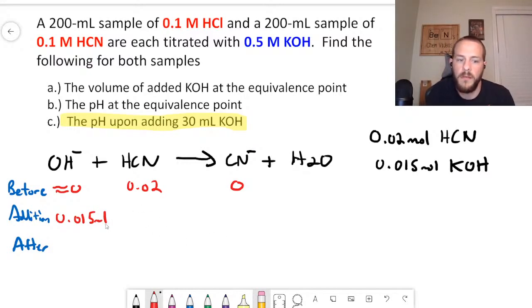And so what is that going to do? That's going to convert 0.015 moles of HCN into CN-. So afterwards, we'll have 0.015 moles of CN-, and we're going to have 0.02 minus 0.015 moles of HCN, right? So 0.005 moles of HCN, right?